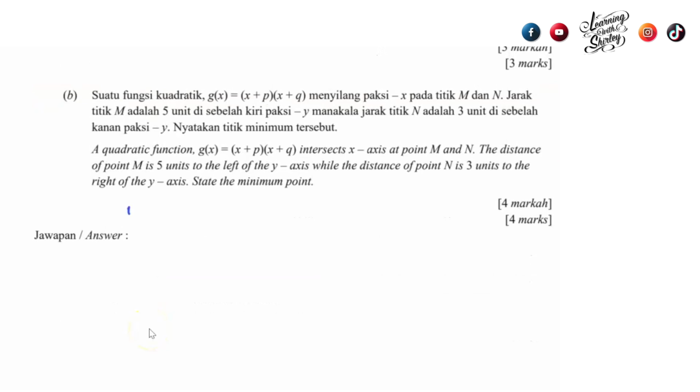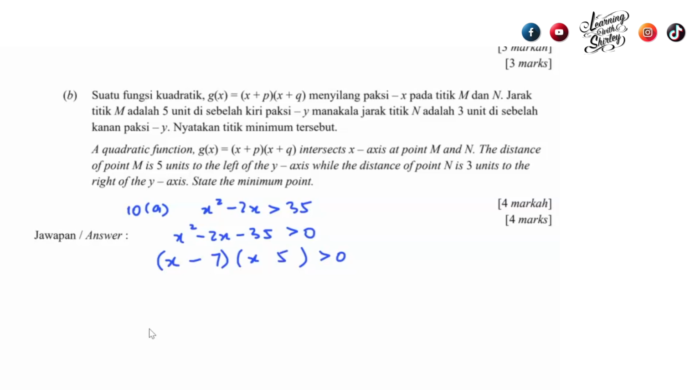For 10a, the question is x squared minus 2x is more than 35. Everything is moved to the left, so you have x squared minus 2x minus 35 is more than 0. The next step is to factorize it into two brackets. So we have x, and we have 7 and 5, minus and plus. From here, we're going to draw a number line.